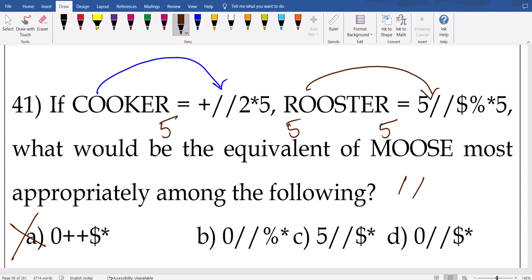Okay, we want M, right? Now guys listen. M is a new letter not available in the question. Cooker, M is not there. Roaster, M is not there. M is a new one. I need to assign a new code. For M, a new code must be assigned, which is not existing so far.